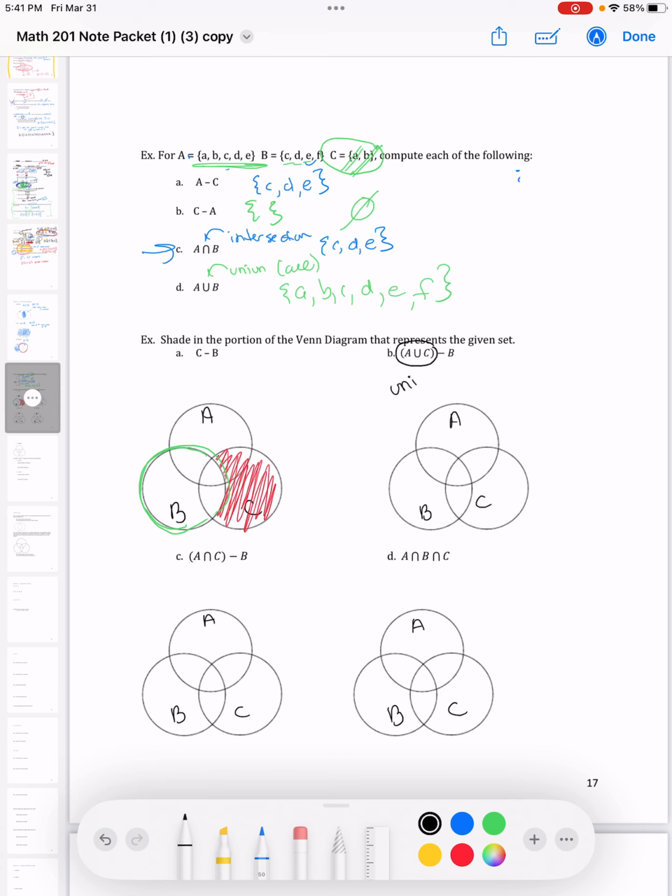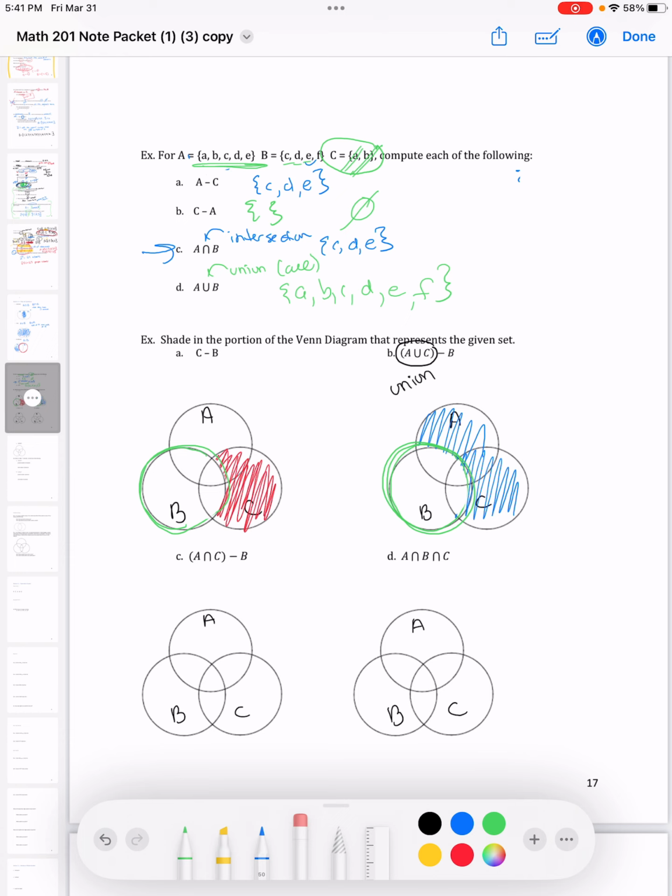So this is the union. I'm going to shade everything that's in A and everything that's in C in those circles. And again, I want that set difference. So there's my circle B. That set difference means I'm going to get rid of anything that's in circle B.